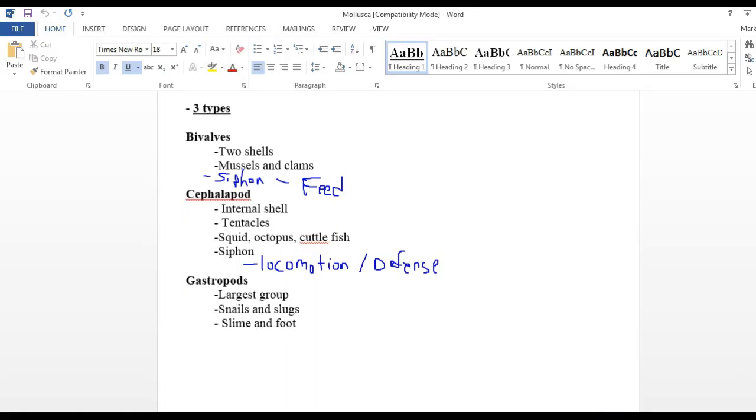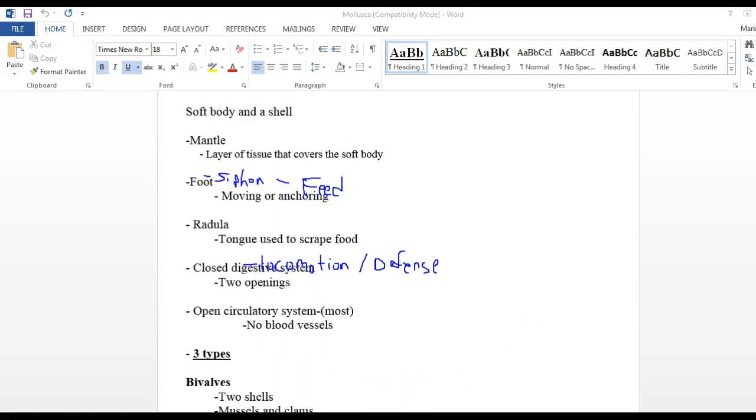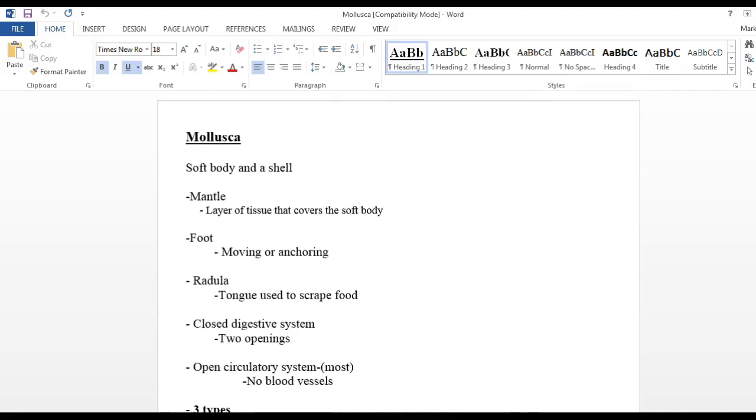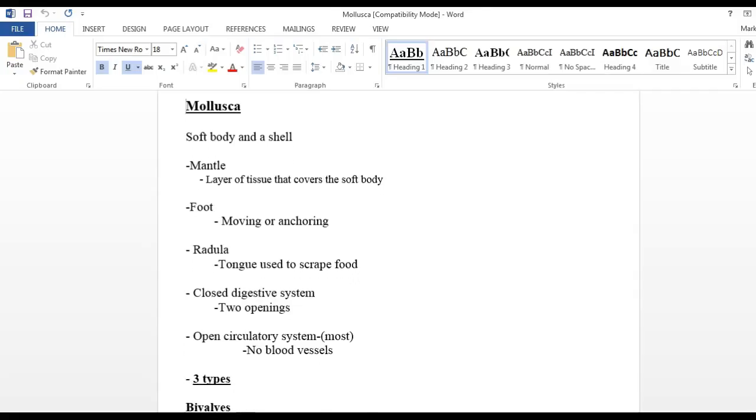Pretty short notes. Just want to make you aware of these, and make sure you annotate these and hand these in. Just remember soft body and shell, mantle, foot, radula, and the closed digestive system, open circulatory system. And look at your coloring pages as you're doing them. Look for some of these things. Certainly you can see the mantle and the foot and the soft body for sure.